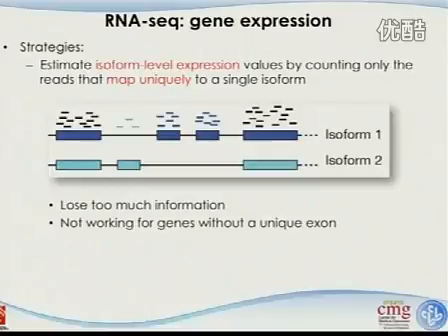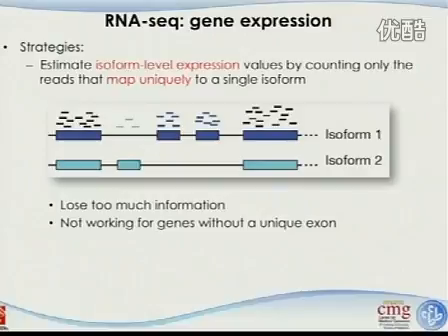It can be tricky. And the strategy to do that is to estimate isoform-level expression rather than using the entire gene as a unit. Now you're using each individual isoform as a unit, by counting only the reads that map uniquely to a single isoform. So what that tells you is when I estimate the expression level for isoform number 2, I only use these reads. For isoform number 1, I only use these reads. And all the other reads, I cannot use because I don't know which isoform they come from.